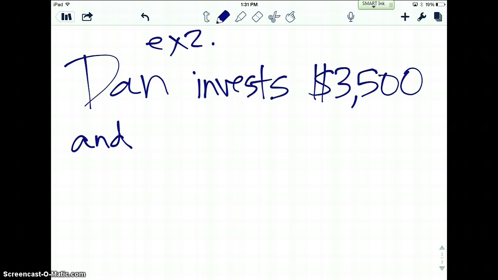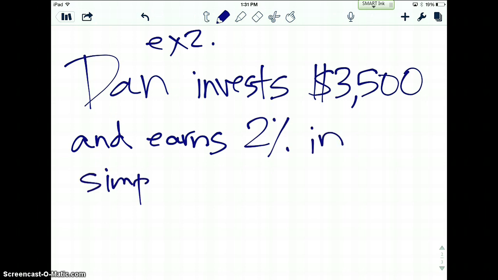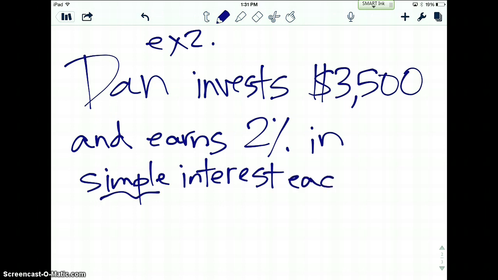So how much are they going to give him? Well, he's going to earn 2% in what's known as simple interest. And that's the only type of interest we're going to look at this year, because there's something called compound interest, but we're going to look at something that's known as simple interest each year. Okay, so each year he's earning 2% interest off of his investment.